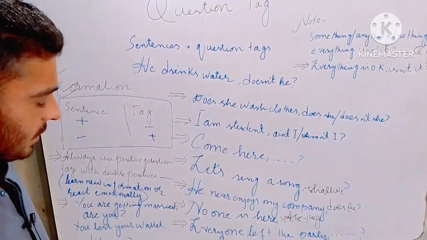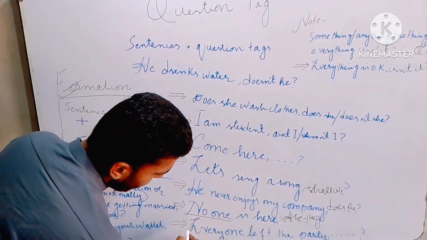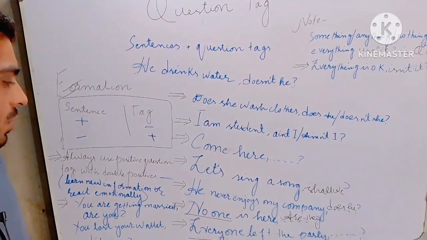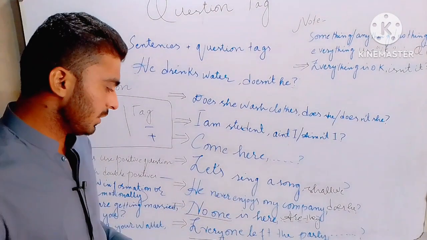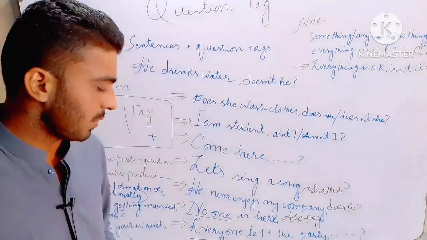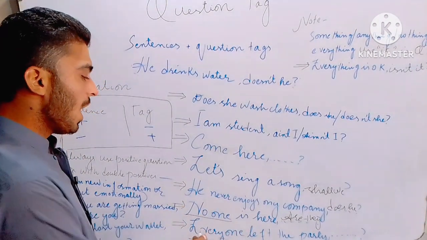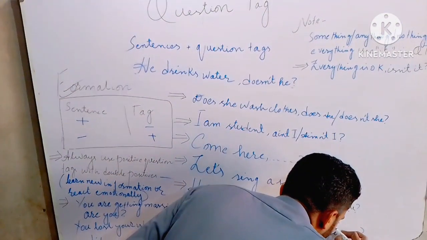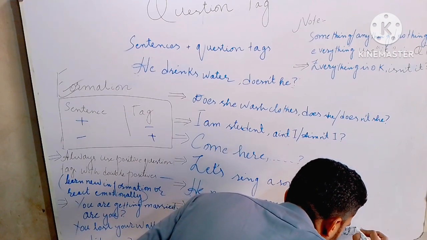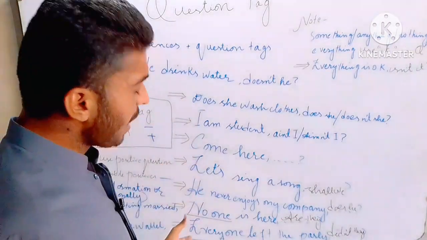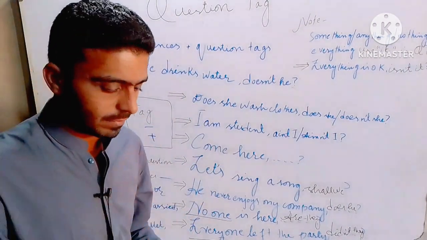Everyone left the party. Here, indefinite pronoun, no one, and here indefinite pronoun, everyone. So I told you no one is a negative indefinite pronoun, everyone is a positive indefinite pronoun. So whenever we have the positive indefinite pronouns, we have to use the negative tag. Everyone left the party, didn't they? So these were the indefinite pronouns which are used for a person.